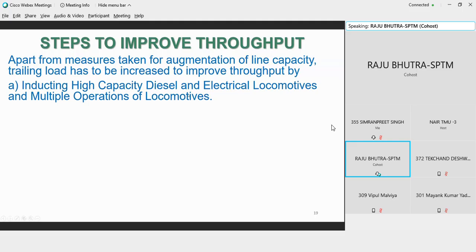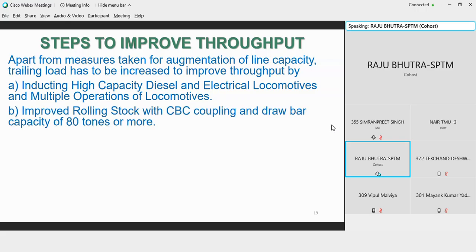Inducting high capacity diesel and electric locomotives and multiple operation of locomotives. So by using high capacity diesel, electrical, and by using multiple operations, meaning multiple locomotives, maybe 2 or 3 locomotives, if they are a heavy haul train, then our speeds will improve and our throughput will increase.